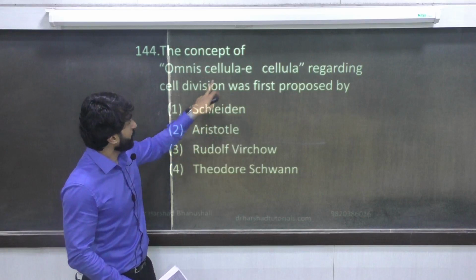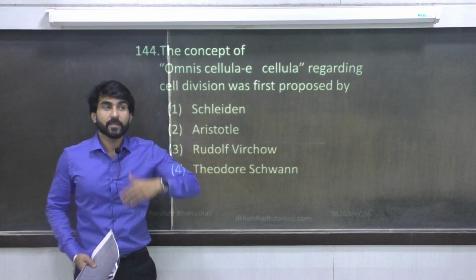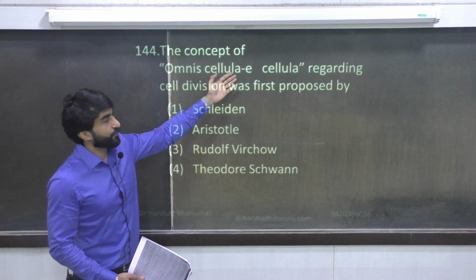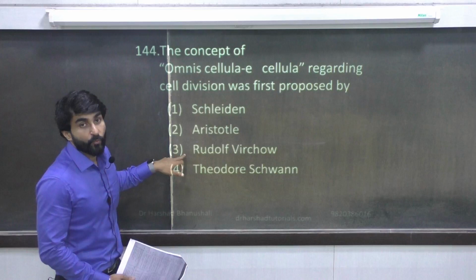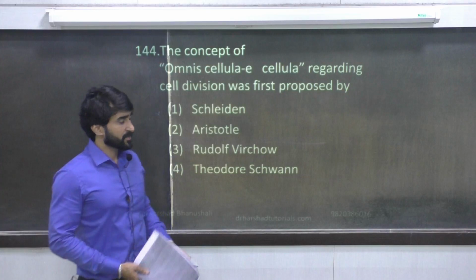What does omnis cellula e cellula mean? It means all cells arise from pre-existing cells. Rudolf Virchow was the person who gave us this concept. It is an NCERT line. It's also there in NCERT in the chapter Cell: The Unit of Life.